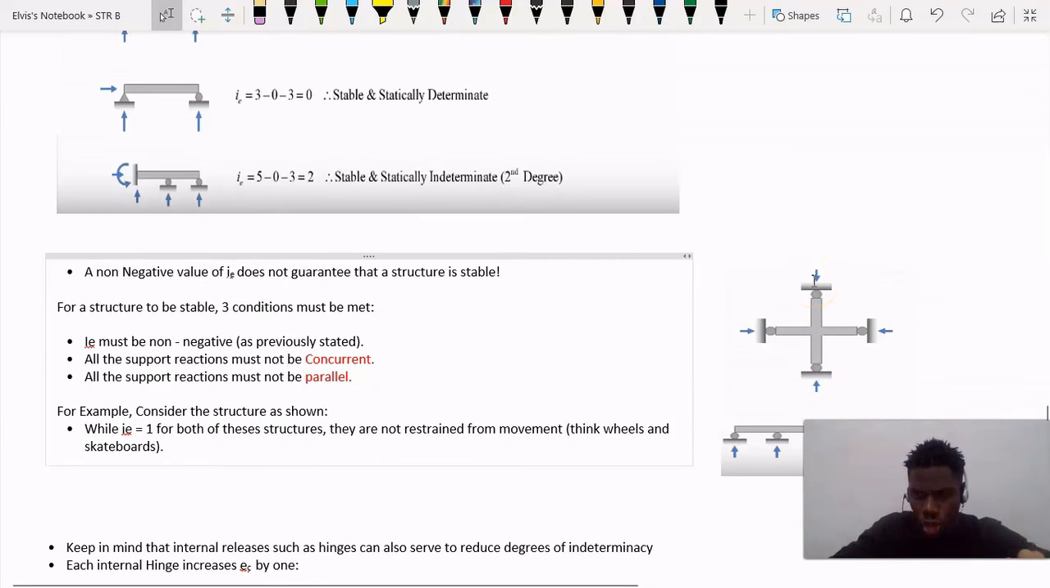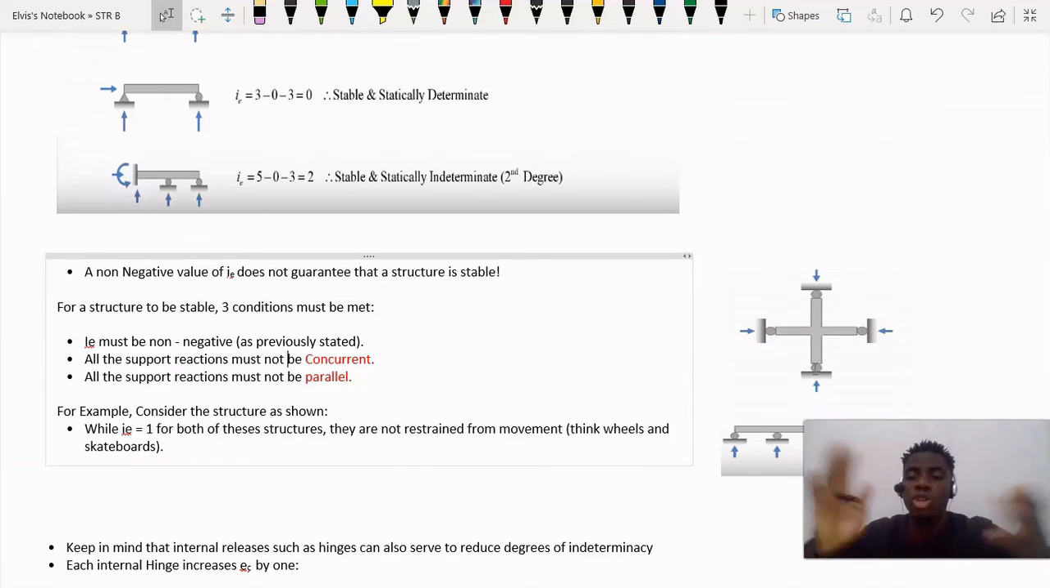Now, guys, if you take a look at this picture, this is a stable structure, right? Just by looking at it, it seems stable because we have 4 unknown reactions. But as you can see, these reactions are all passing through a single point. If we apply a force on this structure, it is going to freely rotate.